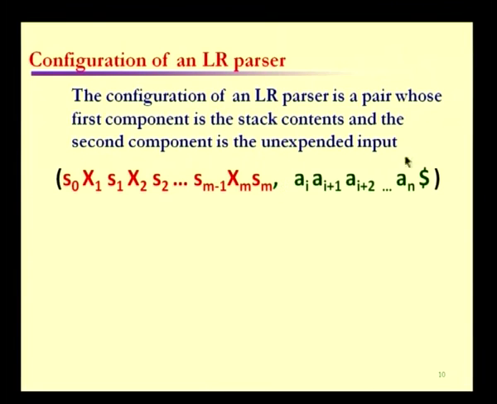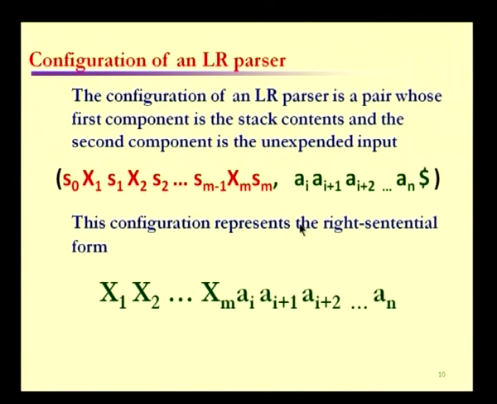But what do we have in the buffer? It is called the unexpended input. It means the input which is not so far recognized. So, this configuration is telling you that we have processed the symbols from A0 to Ai-1, and what we have here is X1 to Xm. If you combine these two together, actually we will be having the sentential form. So, this configuration is actually representing the sentential form. There is X1, X2, X3, etc. up to Xm, followed by Ai, Ai+1, Ai+2, etc. up to An.